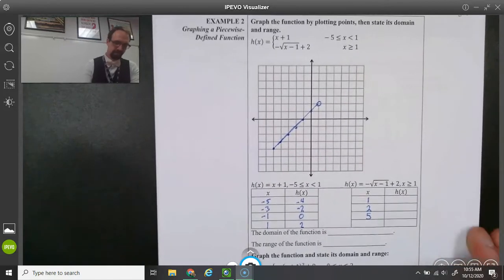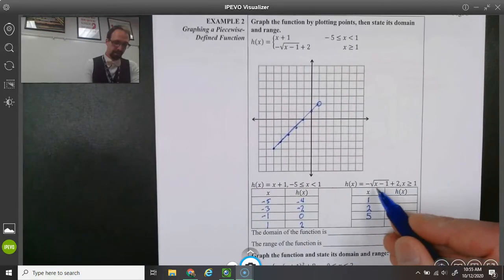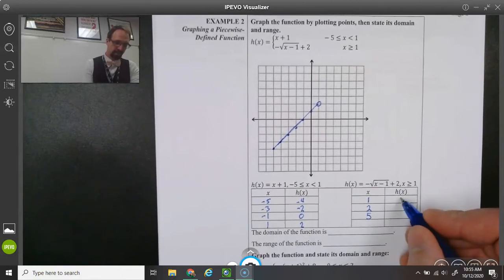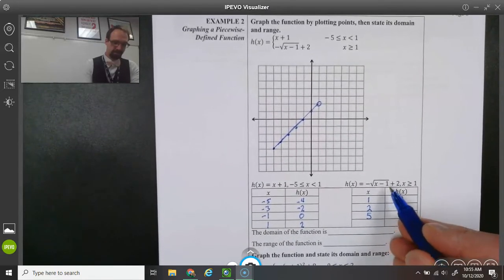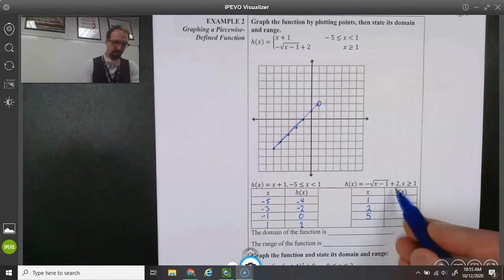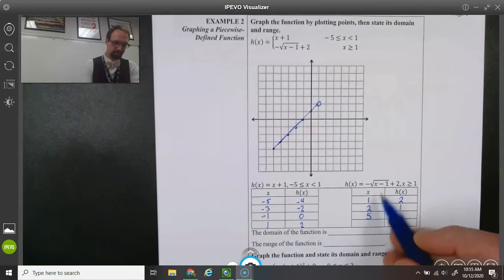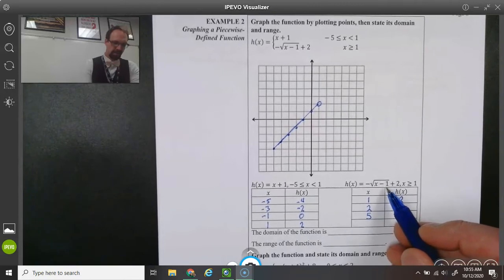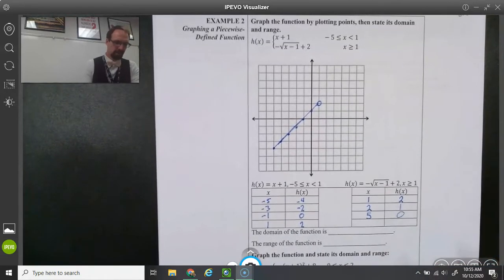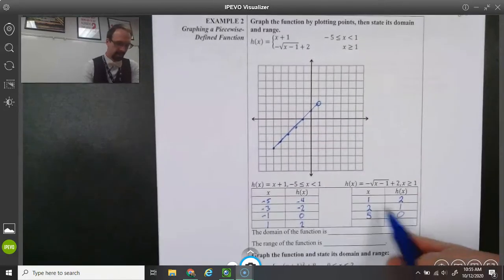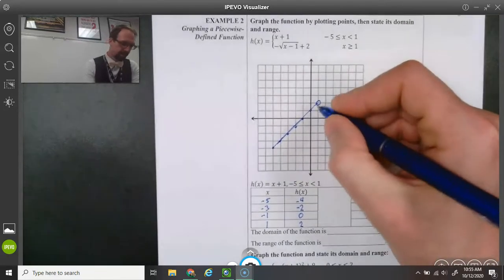Let's see what happens. 1 minus 0 is 0. Opposite of 0 is 0. 0 plus 2 is 2. So this one goes 1, 2. 2 minus 1 is 1. Opposite 1, -1. -1 plus 2 is 1. 5 minus 1 is 4. Square root of 4 is 2. -2, -2. Okay.